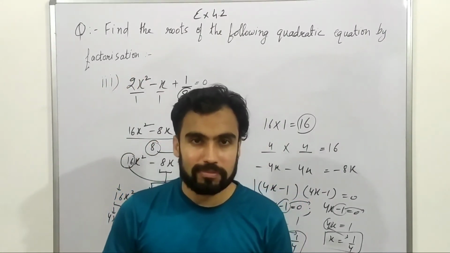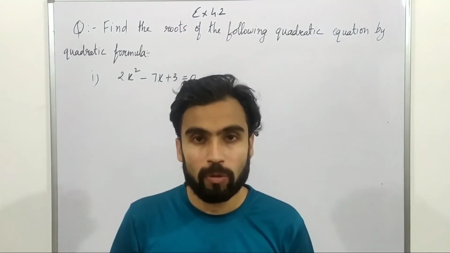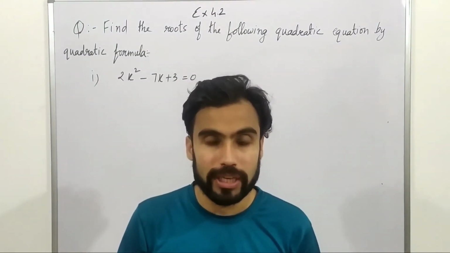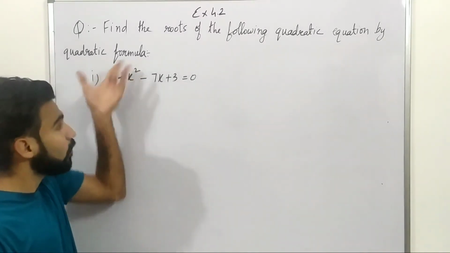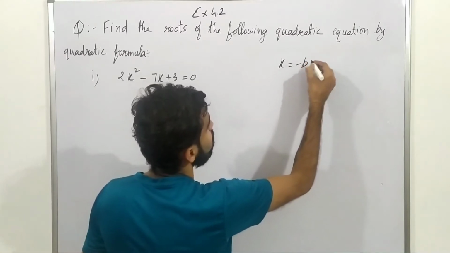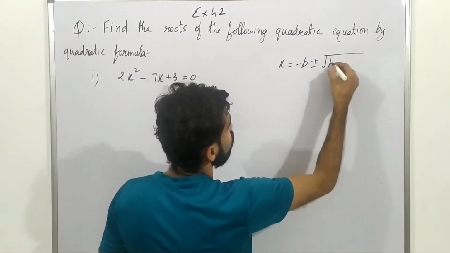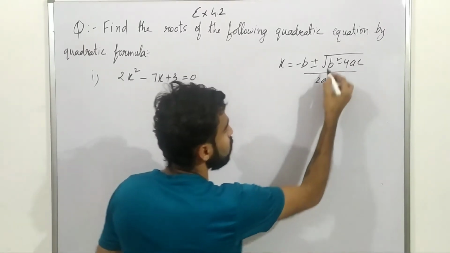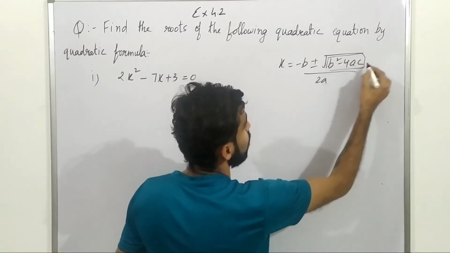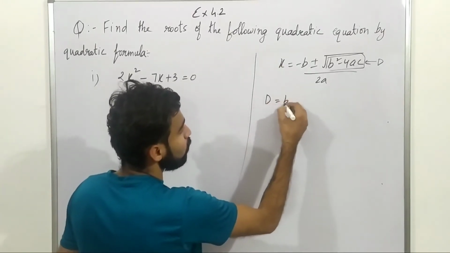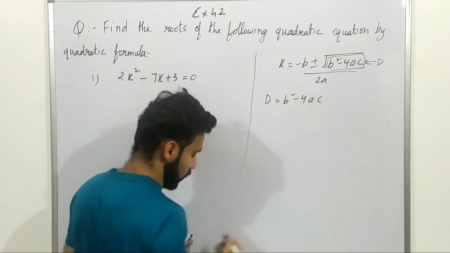That's all. So students, moving forward to the second method by which you can find out the roots of a quadratic equation easily, that method is the quadratic formula. This formula says x equal to minus b plus minus under root b square minus 4ac over 2a. Now this b square minus 4ac represents capital D. So to find out the value of D, you have to calculate b square minus 4ac.